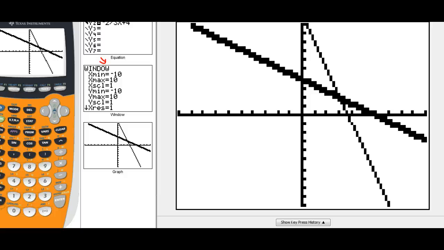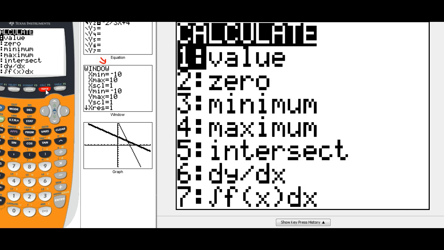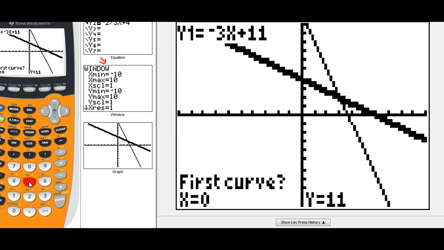You hit your second function button, which is right here, and then you go to calculate, which is above your trace feature. So above your trace button it says CALC, calculate. Here's your calculate menu. In your calculate menu, we're looking for number 5, the intersection of the two lines. So you hit number 5. You could scroll down to number 5, or you can just hit the number 5, whatever you want. All right. And now it's going to give you some prompts.